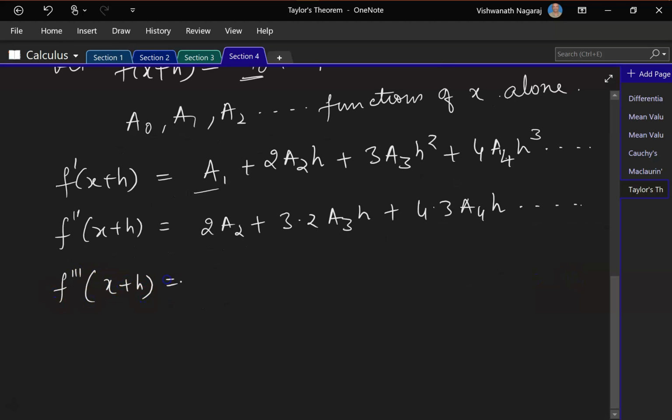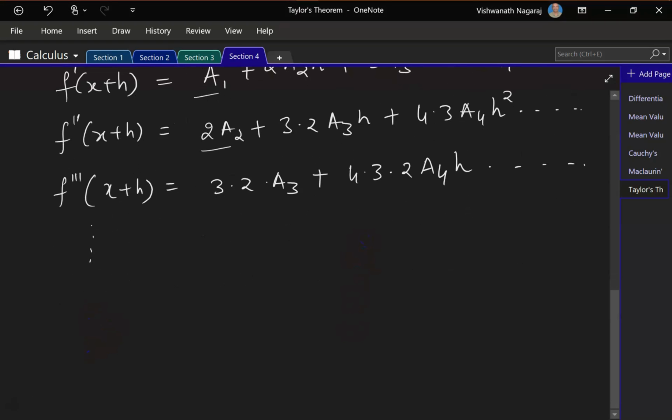Okay, let's differentiate it again. This disappears again, so 3 times 2 times a3 plus, no, here h will not be there, this should be h square. Okay, so this will be 4 times 3 times 2 a4h and so on, and we can keep differentiating like that.